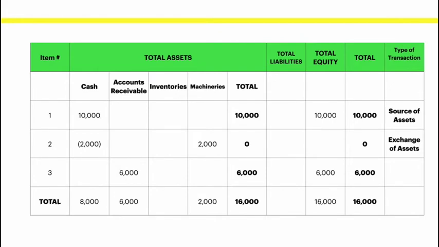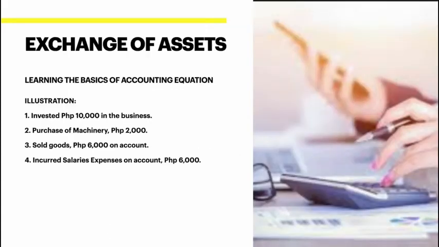So what do you think is the type of transaction? You are correct. This is a source of assets. A source of assets only happens when the total assets increase and the total liabilities or the total equity also increase. The fourth transaction is incurred salaries expenses on account, 6,000 pesos. In this transaction, the company incurred salaries expenses but they were not able to pay.